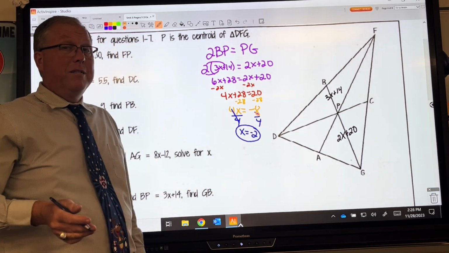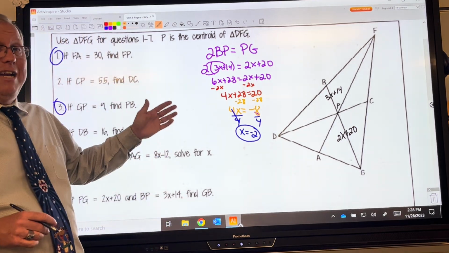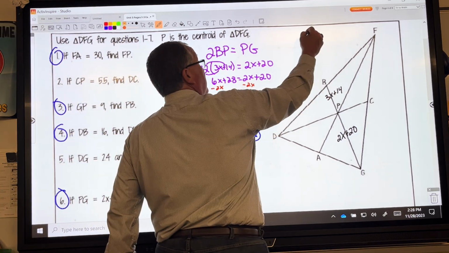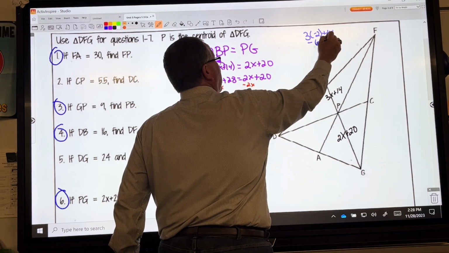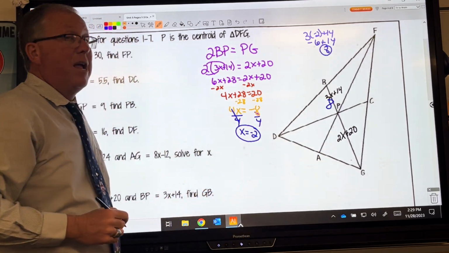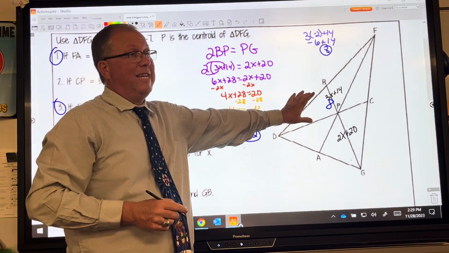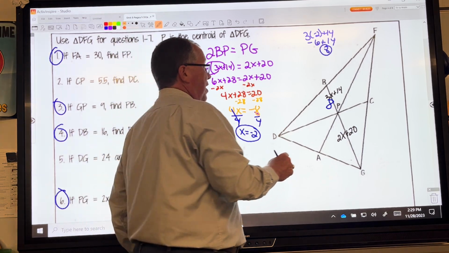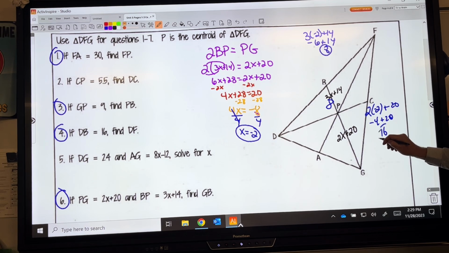Now they didn't want to know what x was, right? They wanted to know what the whole length was. So we're going to substitute the -2 back in. I'm going to do this one first. 3 times -2 plus 14, that's -6 plus 14 is +8. That section right there is 8. Now I don't have to plug the x back in here. I should know already that if the short section is 8, the large section is 16, but we're going to double check just to make sure. So we're going to go 2 times -2 plus 20. Well, that's -4 plus 20 is +16.